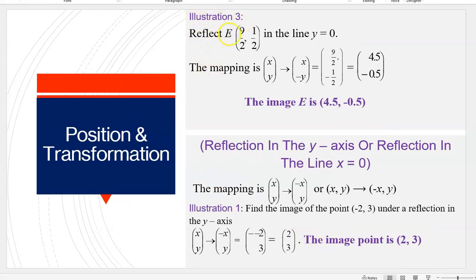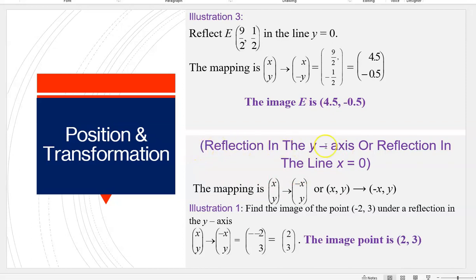Illustration 3. Reflect E, 9 divided by 2, 1 divided by 2 in the line y equals 0. This is the mapping. And so 9 divided by 2, and then negative 1 divided by 2, negative because y is negative. When we simplify 9 divided by 2, we get 4.5, and when we simplify negative 1 divided by 2, we get negative 0.5. Therefore, the image E is 4.5, negative 0.5.